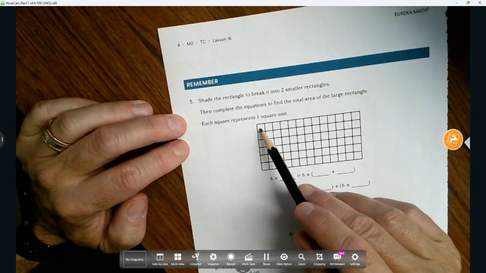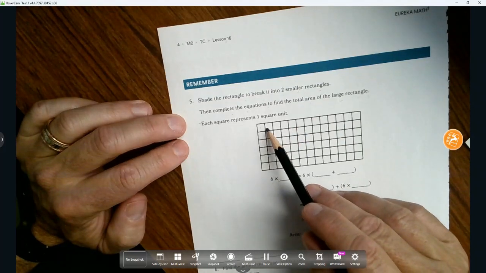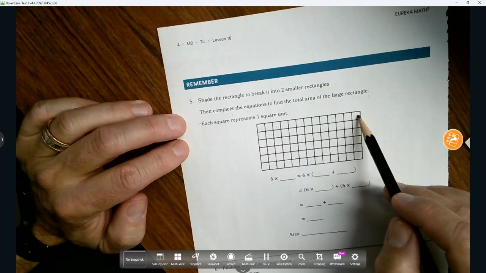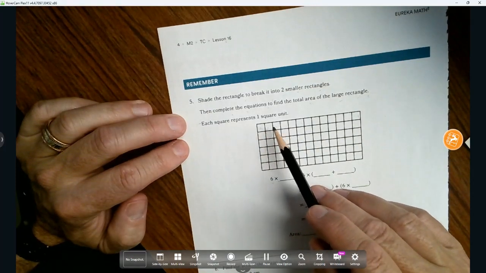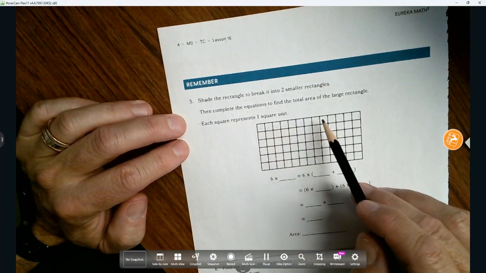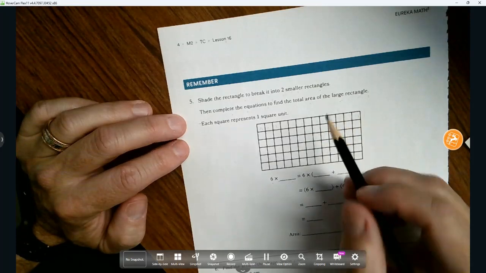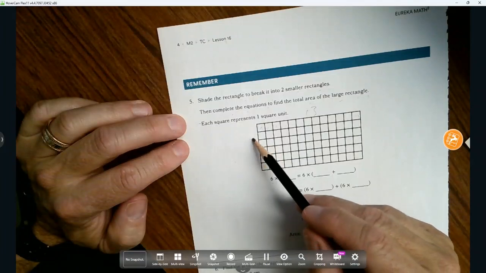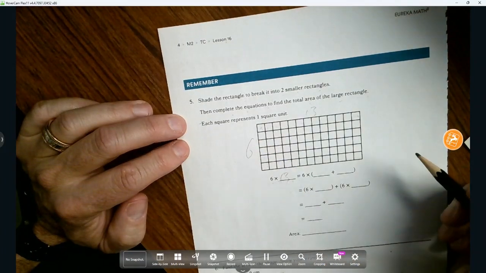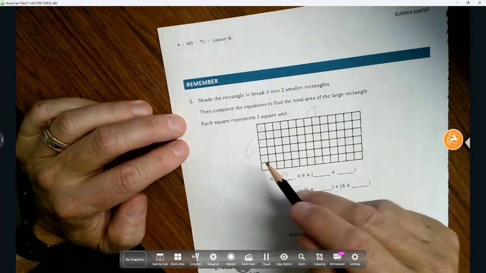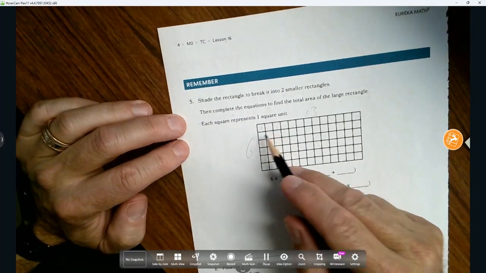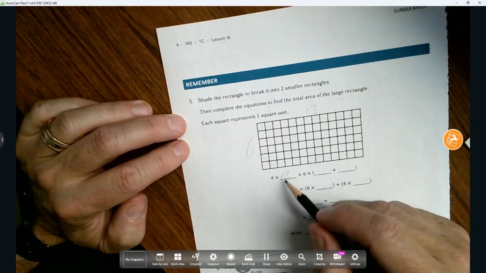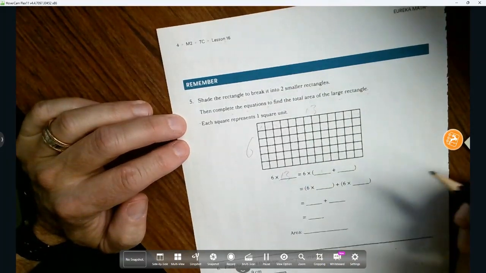Going across the top, we have 1, 2, 3, 4, 5, 6, 7, 8, 9, 10, 11, 12, 13 across the top. And going down, we have 1, 2, 3, 4, 5, 6. Ooh, so 6 times 13. So we're going to break that going across the top. You can shade in as many as you want, but remember, it's going to be 6 times what, plus 6 times what? This plus this has to equal 13.